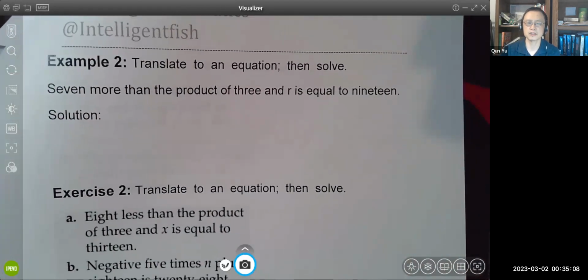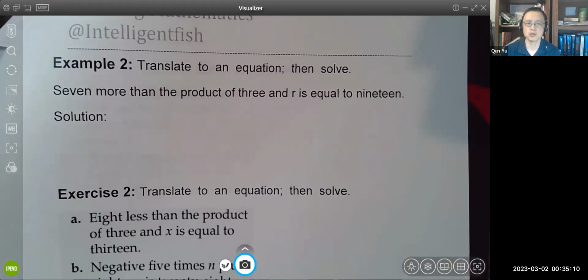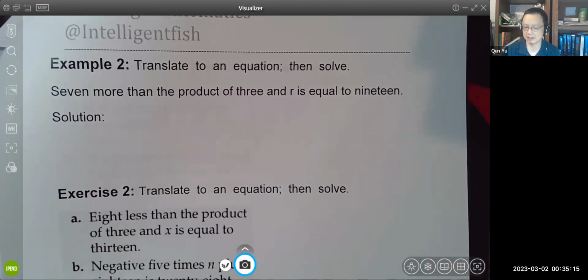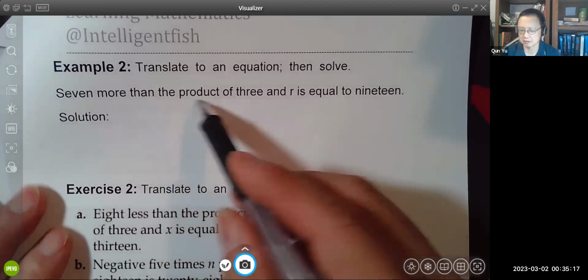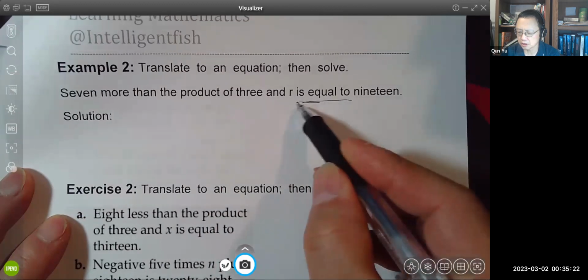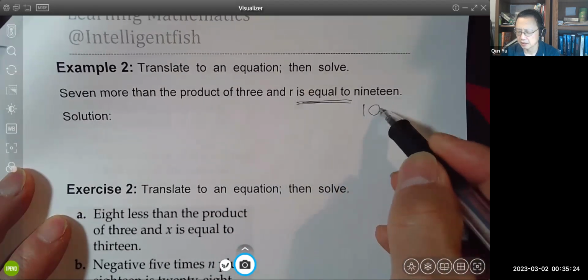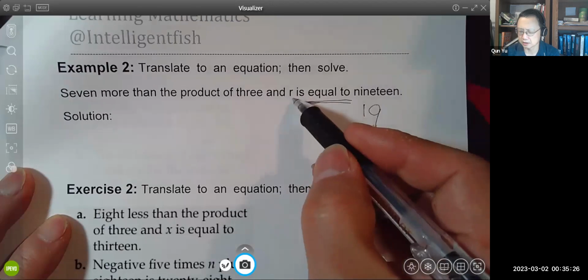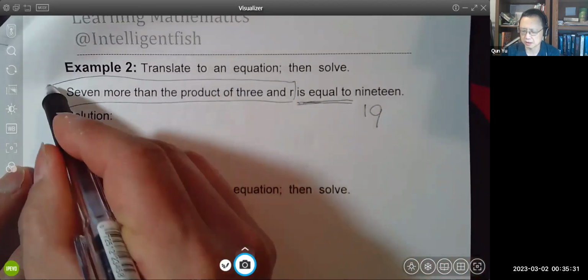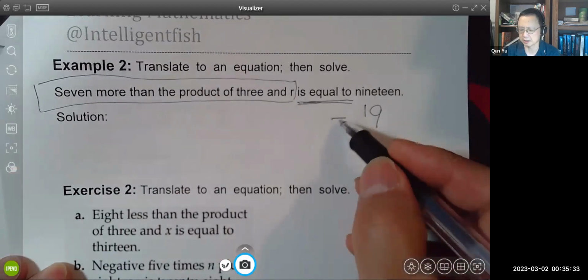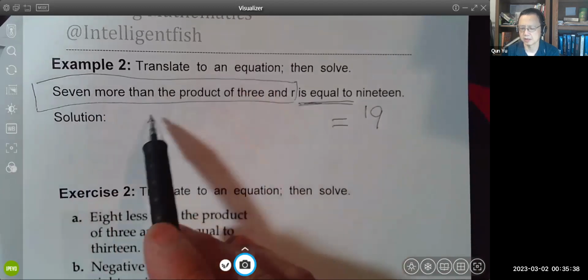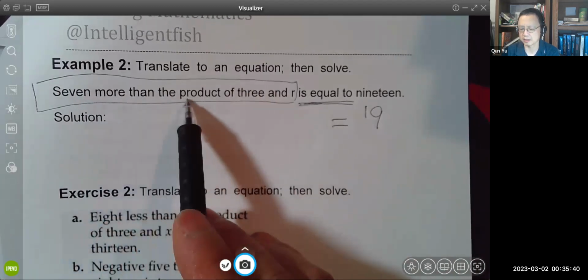Translate to an equation, then solve. 7 more than the product of 3 and r is equal to 19. So a little bit more complex in terms of description. Is equal to 19. So that means this whole thing before that is on the left-hand side of the equal sign, right? It's equal to 19. And this part in the box is 7 more than the product.